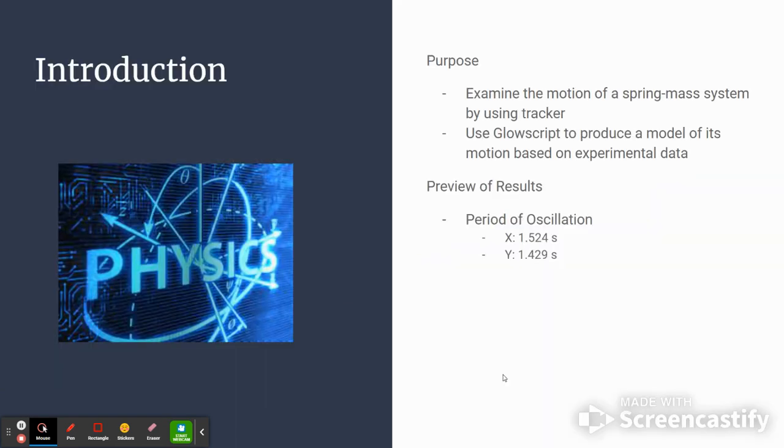For the introduction for this lab, first the purpose. We had to examine the motion of a spring mass system by using Tracker. Then we had to use GlowScript to produce a model of its motion based on experimental data. Preview of results: the period of oscillation for the x direction was 1.524 seconds, and in the y direction it's 1.429 seconds.